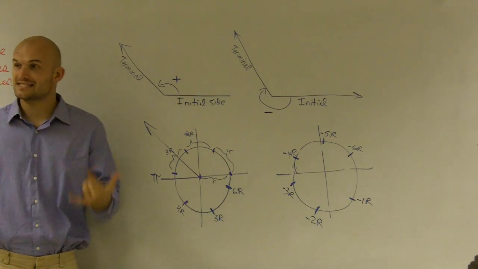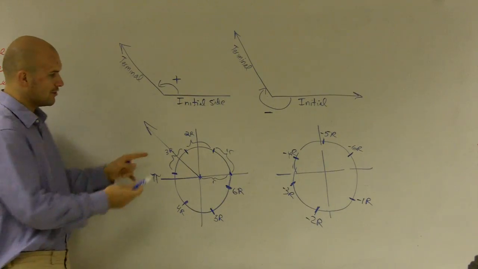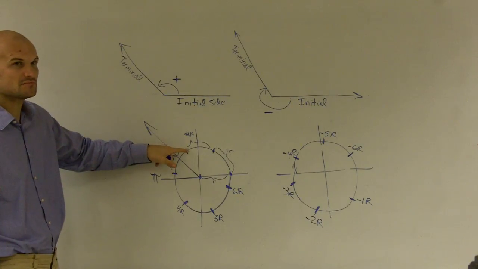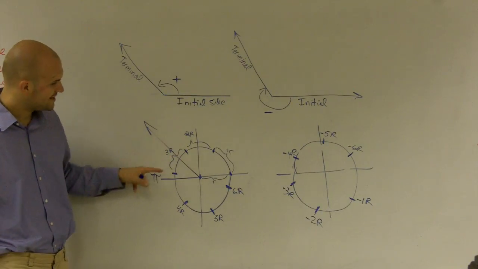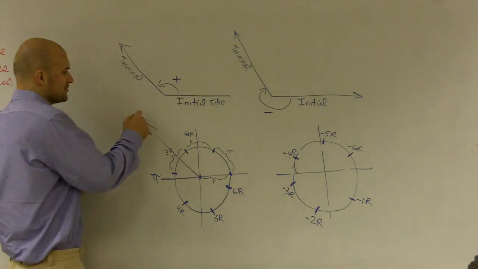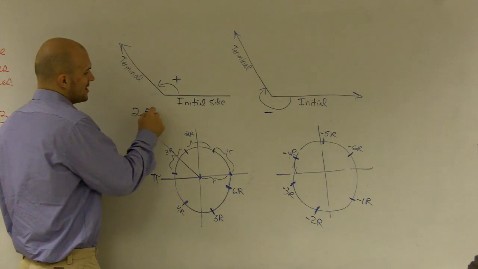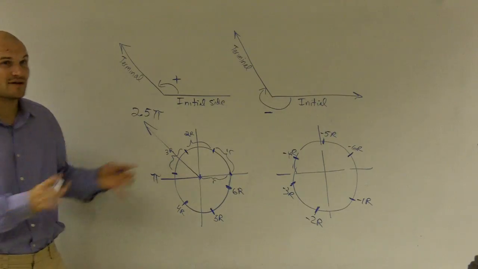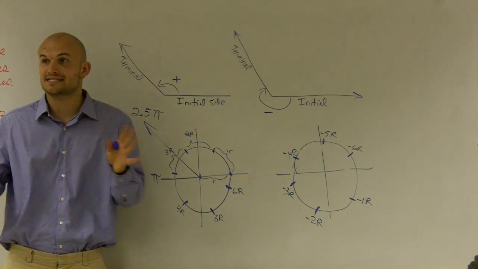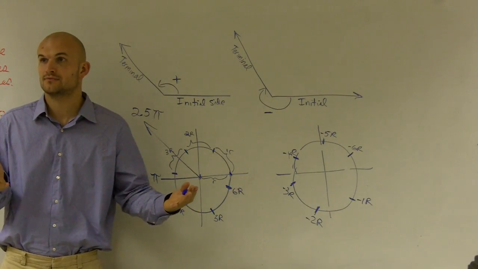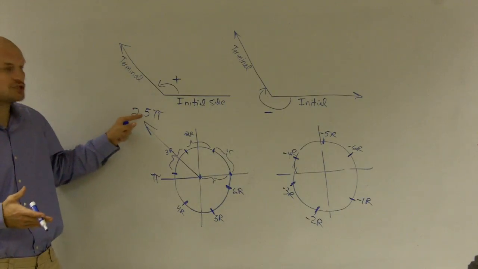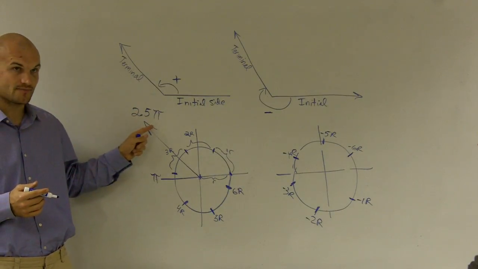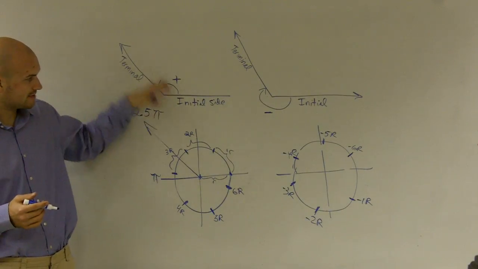It just says to estimate it to the nearest half. So is this exactly 2 radians? No. Is it at 3 radians? No. You could estimate it, like I said, probably close to 2.5 radians. Obviously it's not exactly a half, but right now all they want us to do is estimate to the closest half radian. So that's closest to 2.5 radians. Does that make sense?